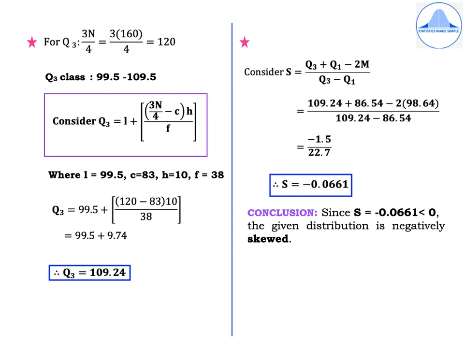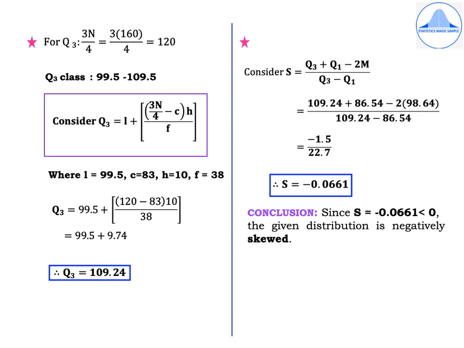Then use the formula Q3 is equal to L plus 3n by 4 minus C into H divided by F. So L is 99.5, C is 83, H is 10 and F is 38. So Q3 is equal to 99.5 plus 120 minus 83 into 10 by 38, which is equal to 99.5 plus 9.74, or Q3 is equal to 109.74.